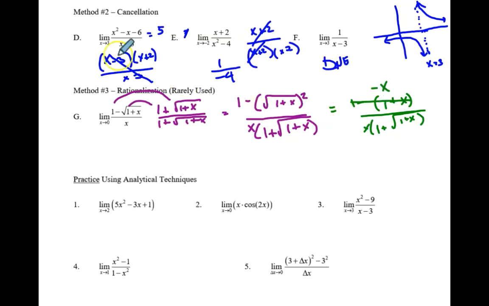The reason why I did not go ahead and simplify my denominator is because now my negative x and my x will cancel, and I'm left with a negative 1 over 1 plus the square root of 1 plus x. And I can finally use direct substitution and sub in the 0 to get negative 1 over 1 plus the square root of 1 plus 0, which is 1. And my answer is negative 1/2.